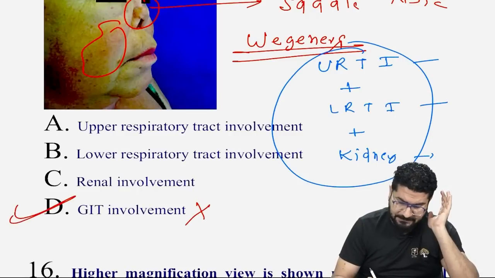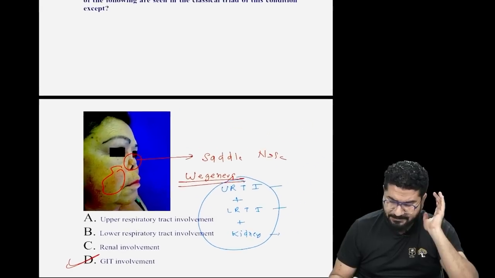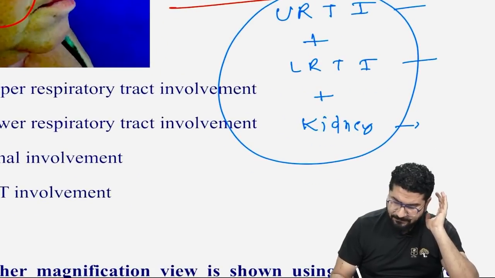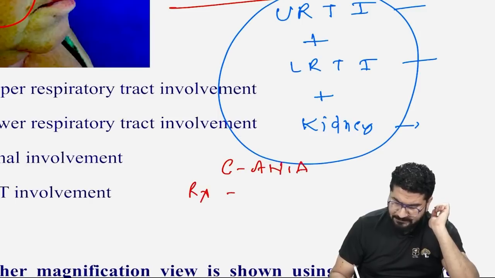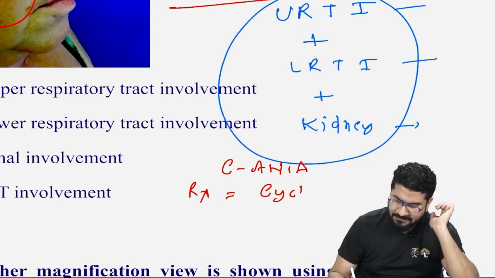So other features are seen, but GIT involvement is not part of it. This is a case of Wegener's granulomatosis. Remember, in Wegener's you will find C-ANCA. The antibody that you will find is C-ANCA. And for treatment of Wegener's, steroids mostly are not effective. So how do we manage? We manage by giving cyclophosphamide.